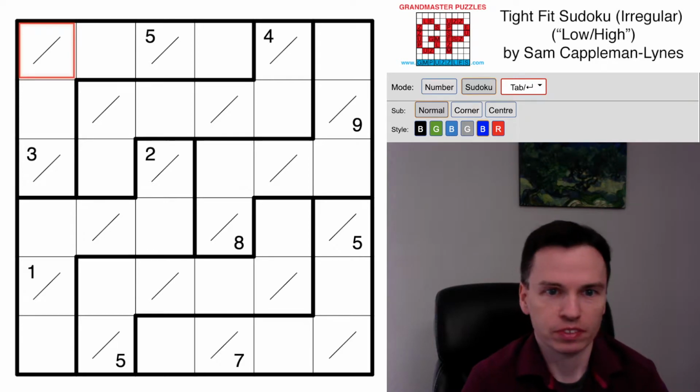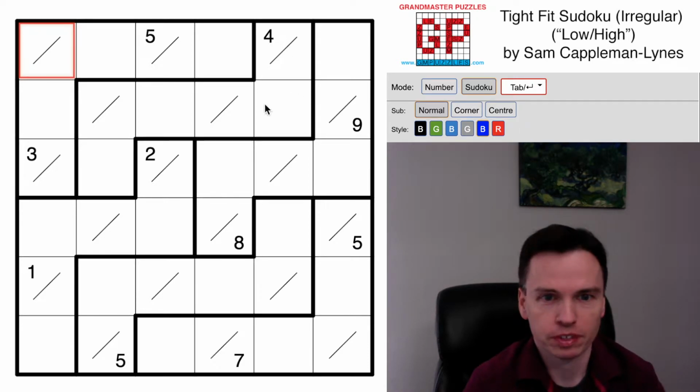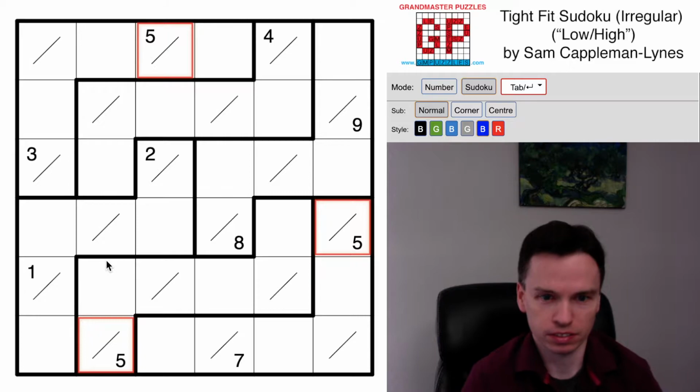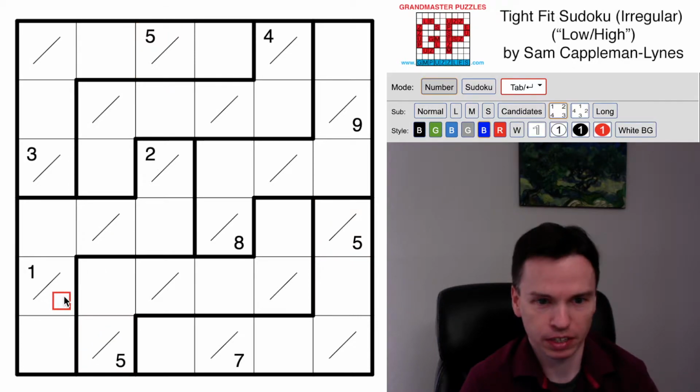We're here to solve this tight fit Sudoku by Sam Cappleman-Lynes with an irregular grid shape and also a low-high theme. You'll see the digits 1 through 5 are on the top here, so lowish numbers, and the digits 5 through 9 are on the bottom here. Actually, there are no 6s in the grid, so one of the key digits to look at is going to be this digit 5 that we have 3 of.